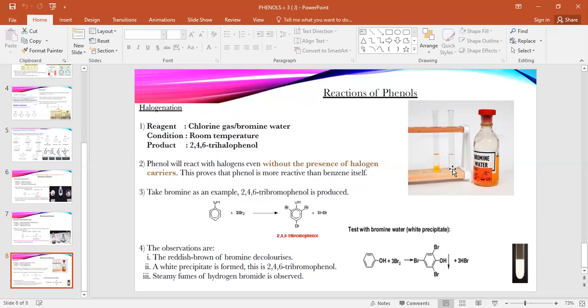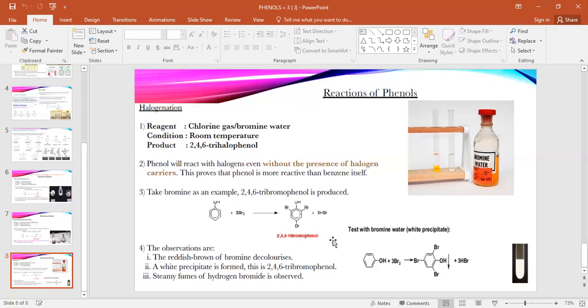So when you mix these two, bromine with the phenol, you will get a white colored substance. This precipitate. Test with bromine water, white precipitate. You can see this one, white precipitate. This is the observation of this reaction. If instead of Br you use 3Cl2, then you attach the same, Cl, Cl, and then Cl. 2,4,6-trichlorophenol that time. Now here we attach bromine, so tribromophenol. But if you attach chlorine, trichlorophenol. The rest of the things remain the same.